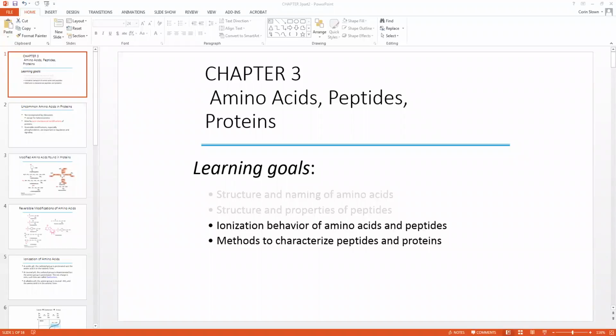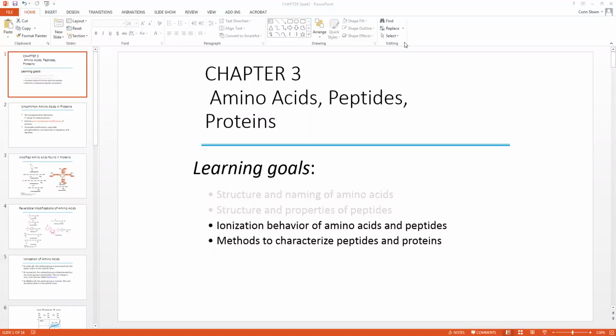Okay, so in part 2 of chapter 3, we're going to be taking a look at amino acids, peptides, and proteins, and specifically now we're going to hone in on the ionization behavior of amino acids and peptides, and we're going to start to look at methods to characterize peptides and proteins, which we'll finish up in part 3.